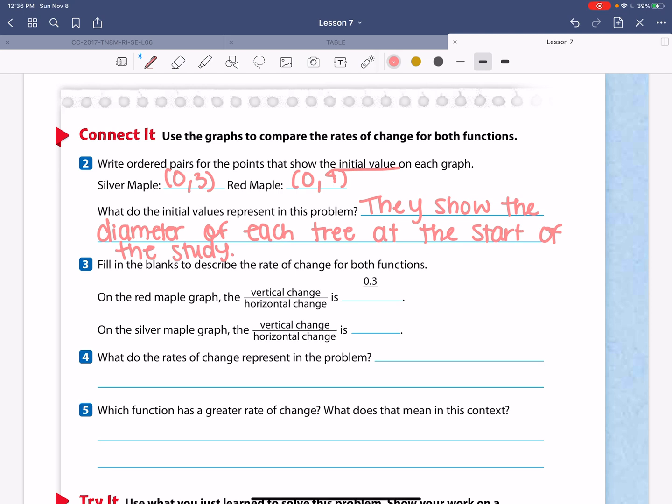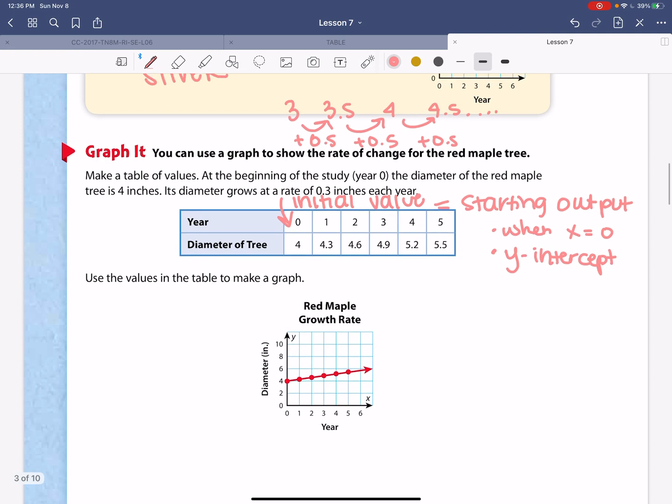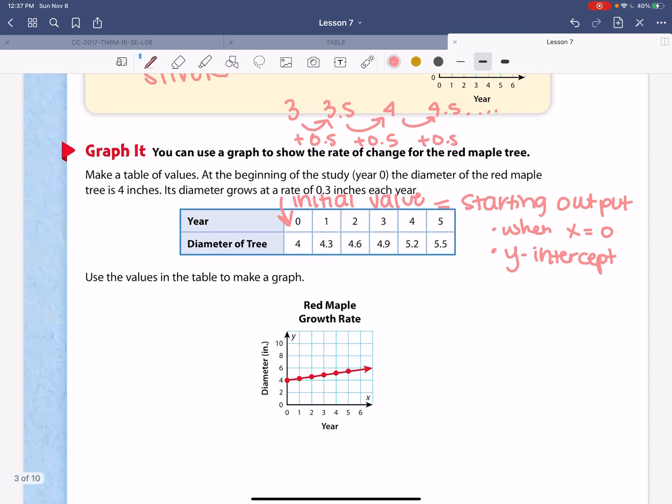All right, number 3, fill in the blanks to describe the rate of change for both functions. On the red maple graph, the vertical change over the horizontal change is 0.3 over 1. And the way we know that is vertically what's happening for, which one is this again? The red maple graph. We see that it's increasing by 0.3 every time. That's how much our hops are to get from one point to the next.